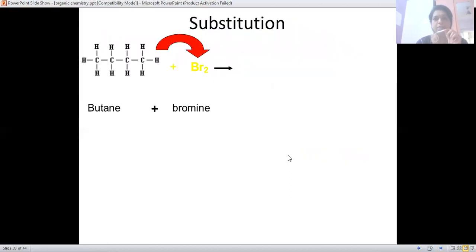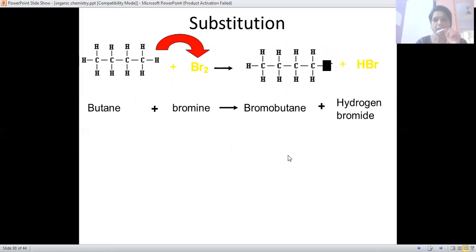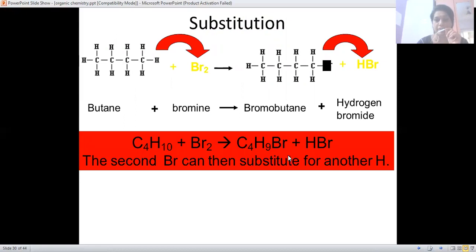Now, what is the substitution? If a single butane gets substituted with the bromine, what structure will be formed? Bromobutane. Bromobutane is the substitution of the bromine. These are the substitution reactions, which are expected in basic conditions.